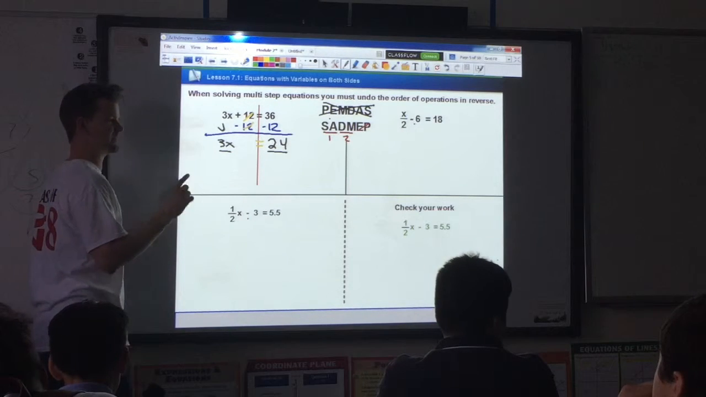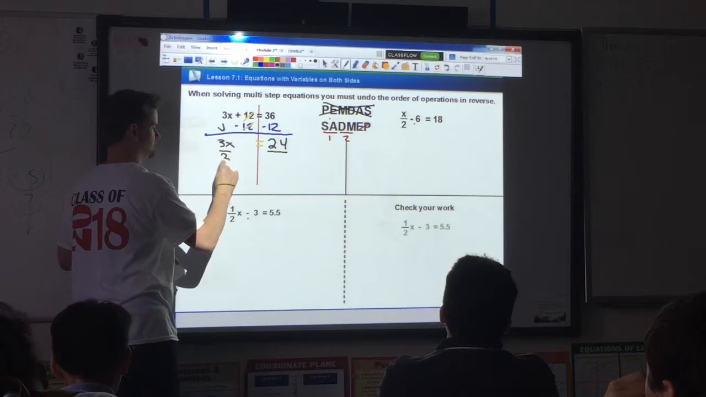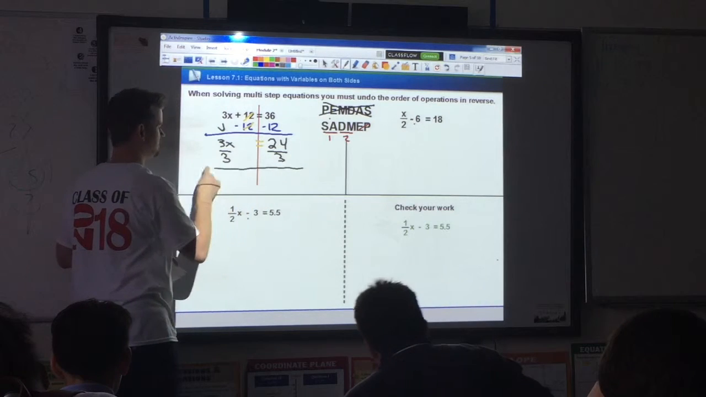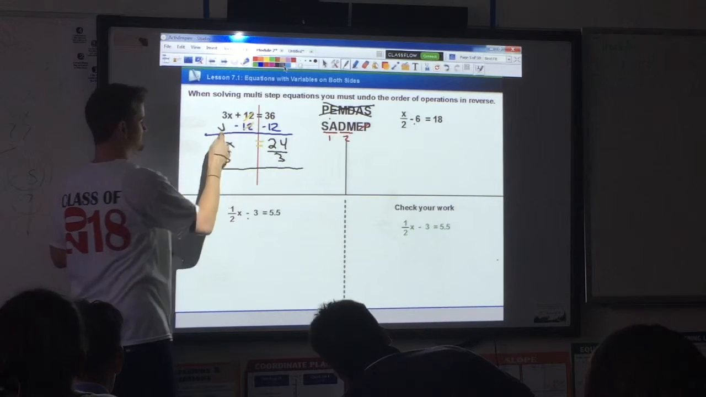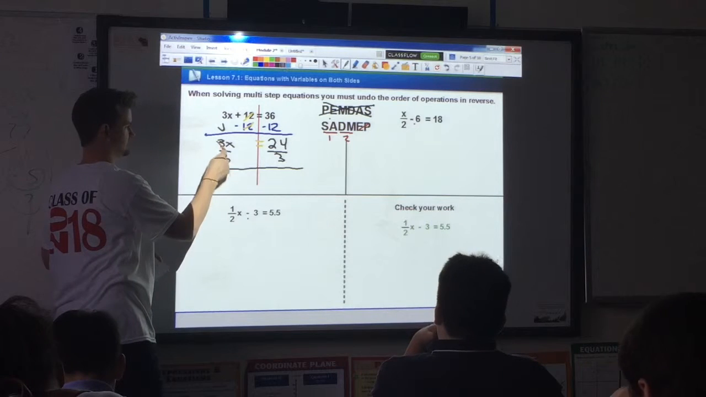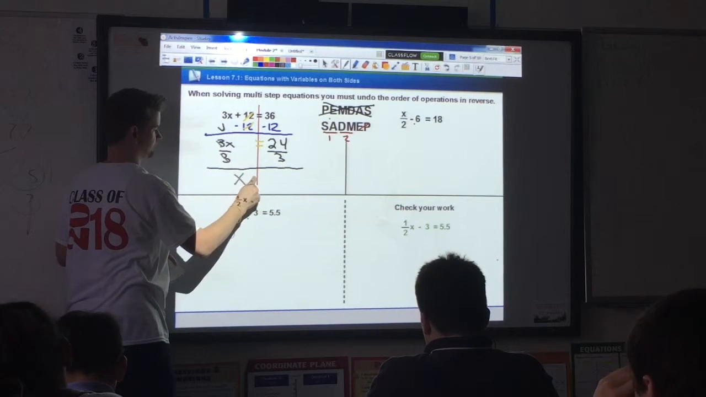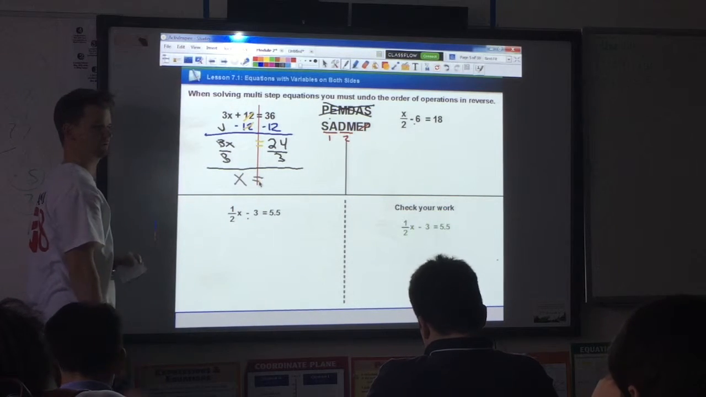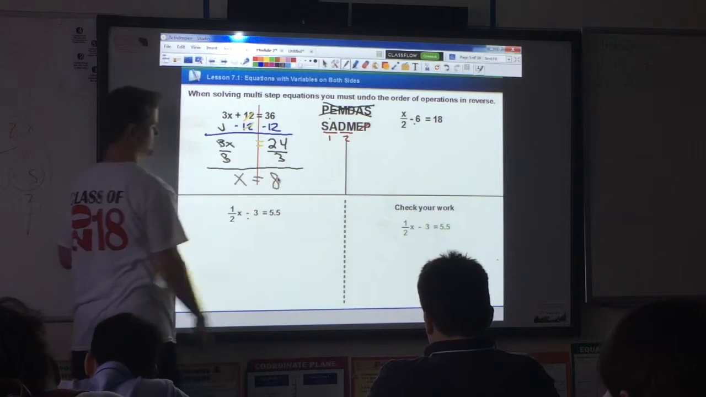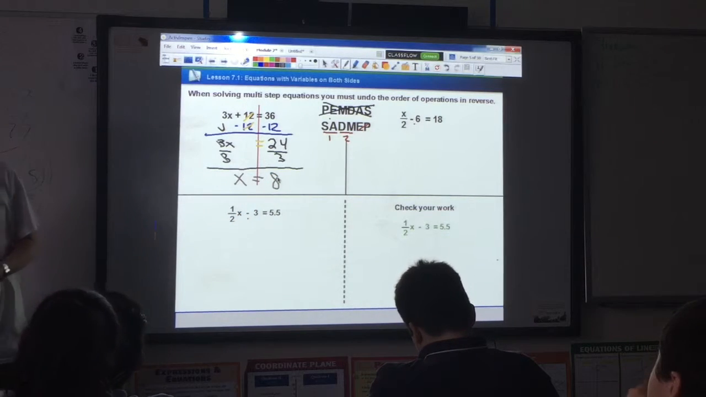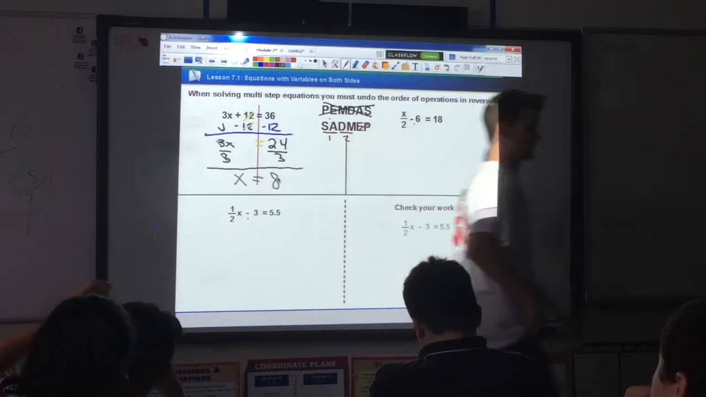Coefficient. We're going to divide both sides by the coefficient, which is positive 3. So we divide by positive 3, positive 3. What happens to these two 3s, guys? They cancel out, and you bring down the x. What is 24 divided by 3? 8. 24 divided by 3 is 8. And then how could you go back and check your work, Lucas? How could you go back and check it?